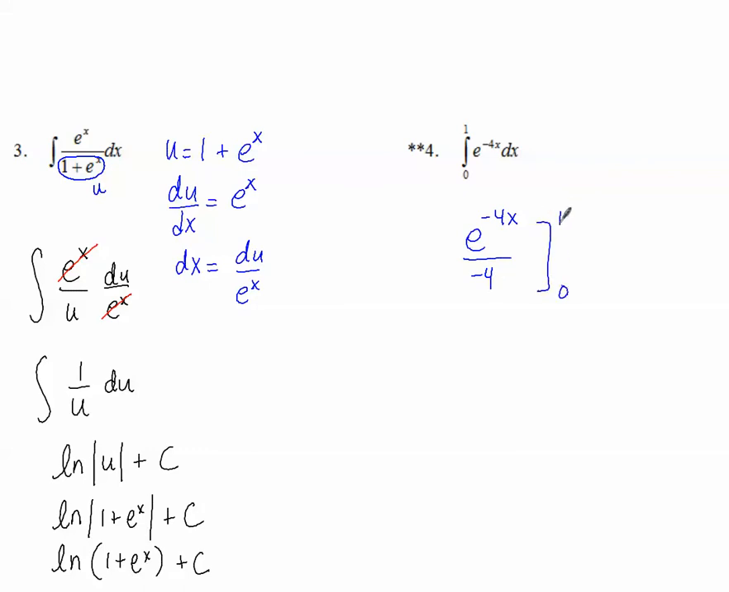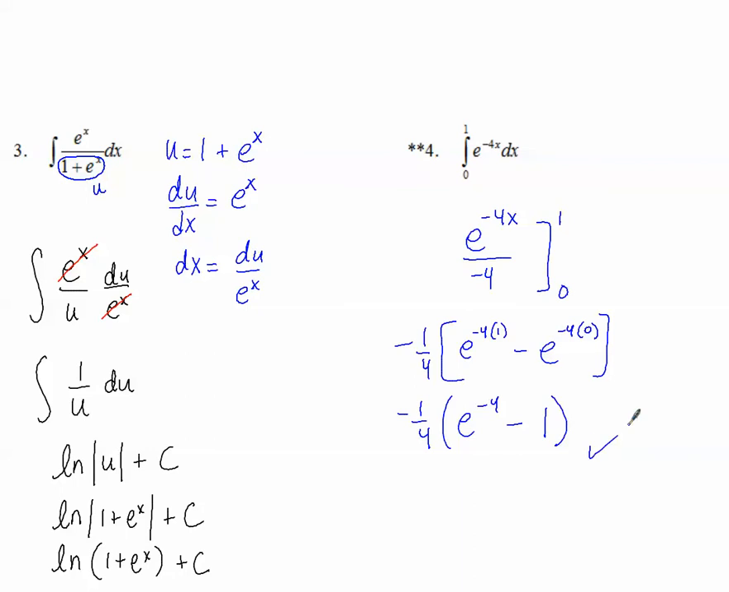Put the brackets 0 to 1. We plug 1 in first, then 0. How about we take out the negative 1/4 so we don't get confused by that? Plug in the 1, we have e to the negative 4 times 1. Plug in the 0, we have e to the negative 4 times 0. Let's evaluate and simplify as much as we can. e to the negative 4 minus e to the 0 is 1, minus 1. I can't do much more with that. It's simple, it's exact, it's good.